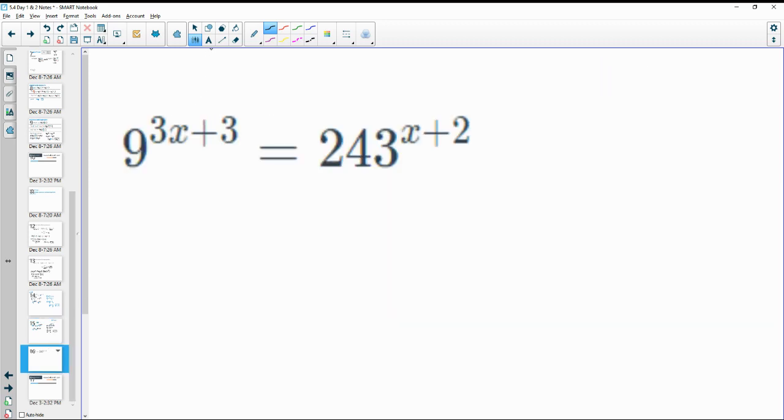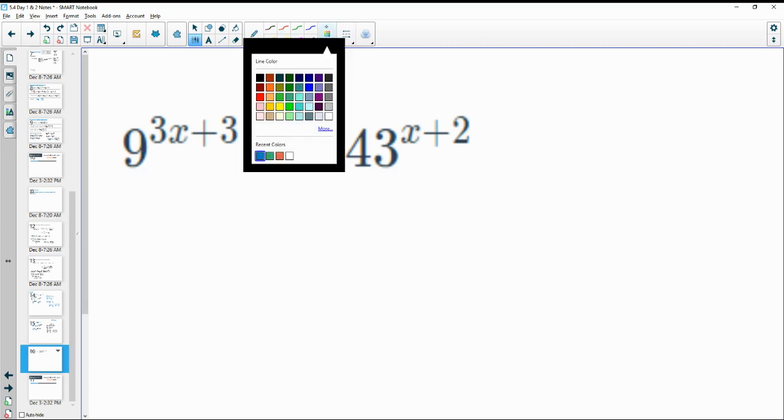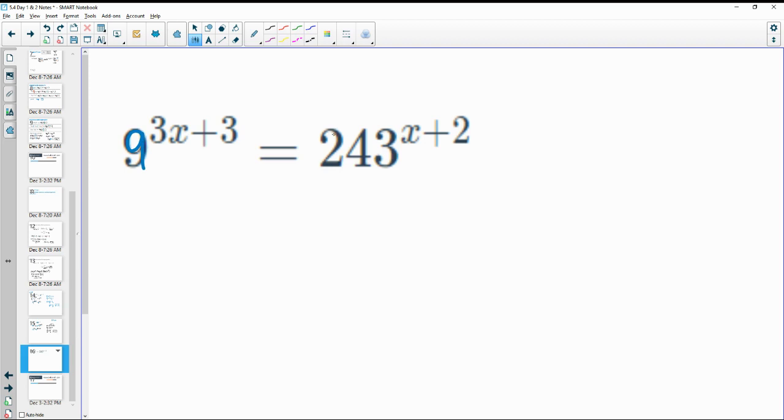And then final one here. So we've got the base of a 9, and then we've got the 243. So then we can look at 9 squared, which is 81. You could look at 9 cubed, which is 729. So this means that we can't write 243 as a base 9. So we're going to have to look to something else.